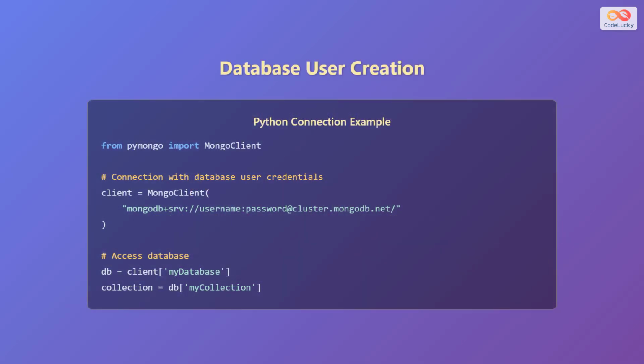Here's an example of how to connect to a MongoDB Atlas cluster using a database user with Python. First, import the pymongo client. Then, create a connection using the Mongo client, providing your username, password, and cluster details. Finally, access your database and collection. Note that the string should be replaced with your connection string.